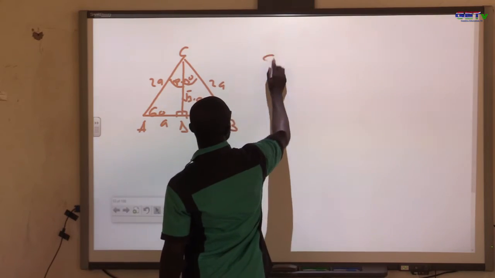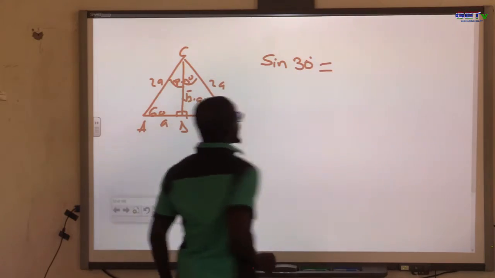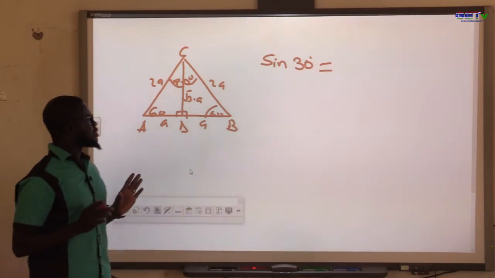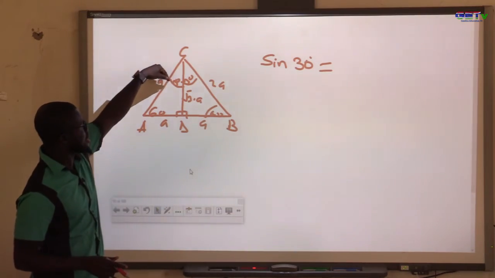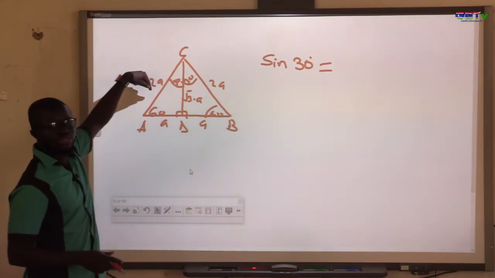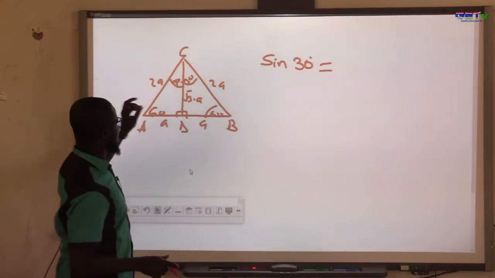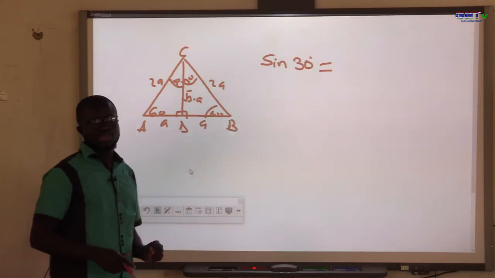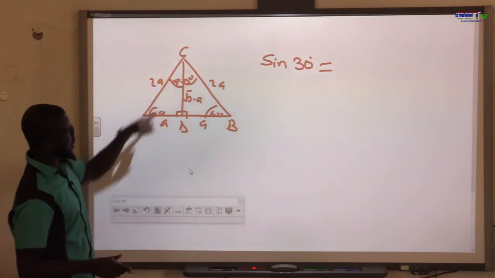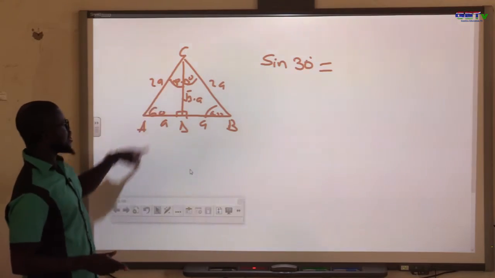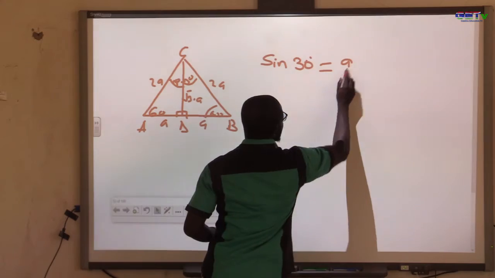Remember, so I start with sine 30. Using the trig function, it is sine theta, and theta is 30. You can take any of the triangles, it will give us the same result. So sine 30 from triangle ADC is going to be equal to the opposite of the angle. You can see directly on the board, the side opposite the angle 30 is what? Is A. We put A all over.